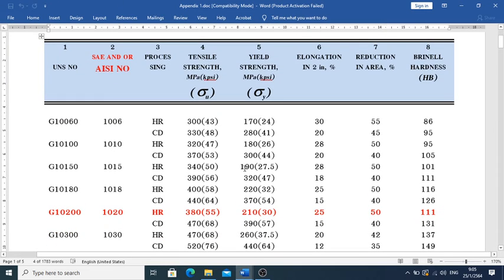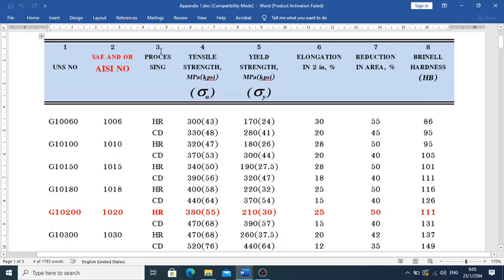Let's see. The first column is UNS, which I mentioned. SAE and AISI combined a new concept together and put on a new number. It's not popular, so this one means nothing nowadays. In column number two, SAE or AISI is very popular, the same thing that we just called it.